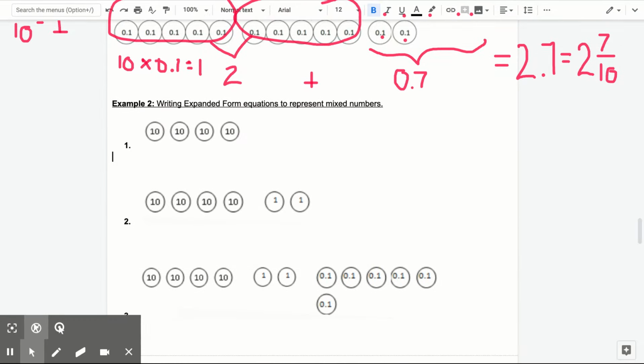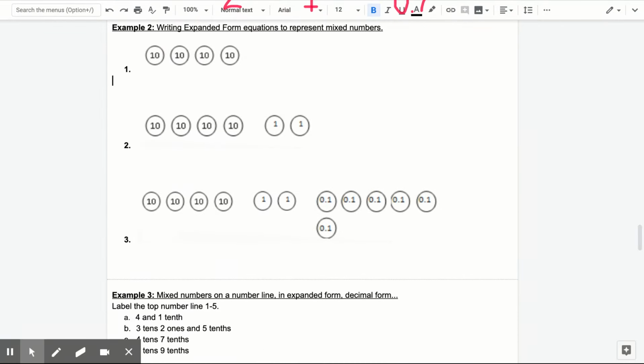In example 2, we're actually going to be writing equations for our mixed numbers using expanded form. So what that means is, if I look at number 1, I see I have 1, 2, 3, 4 place value disks here. Each one's value is 10. There's no decimal point in this, so I know that I'm working with whole number 10. So I would represent this with an equation by breaking it down and saying 4 groups, or 4 times 10. When I do that, my answer is going to be 40.